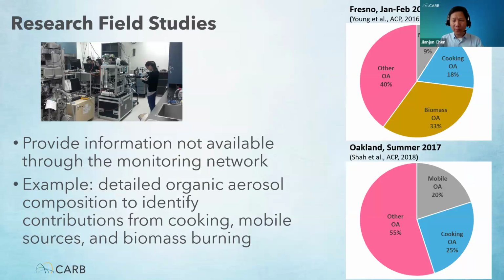This slide demonstrates how research field campaigns can be utilized to understand the sources of organic aerosol, the most abundant PM 2.5 component annually. Generally, field studies employ research-grade instruments that offer additional information not obtained from the regulatory monitoring network. For example, the aerosol mass spectrometer shown in the picture can measure detailed organic composition, allowing for the identification of various organic aerosol sources, such as cooking, mobile sources, and biomass burning. The two pie charts provided examples of organic aerosol source determination based on wintertime measurements in Fresno and summertime measurements in Oakland.